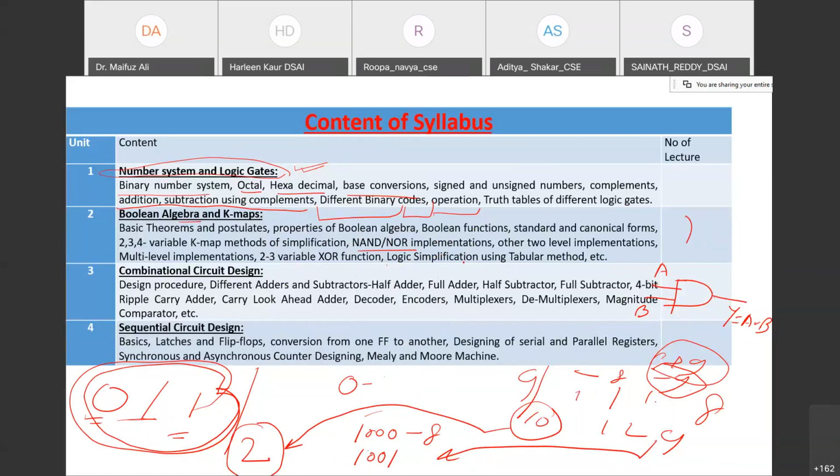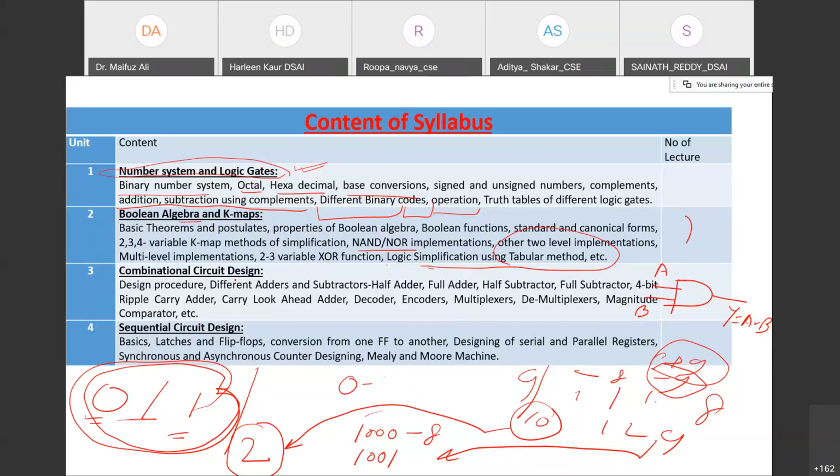Then we have to discuss various types of tabular methods. We discuss the tabular method, how to represent a Boolean expression in a table, and how to reduce this Boolean algebra equation to make it a simple form.